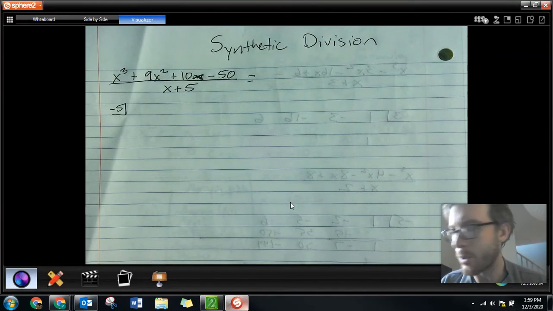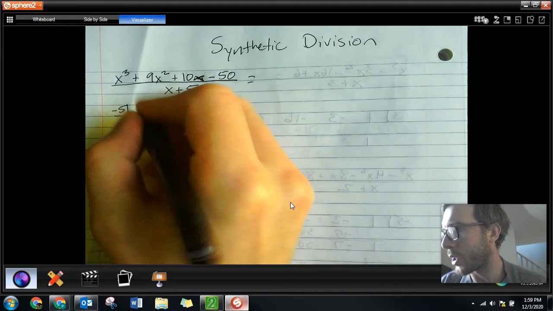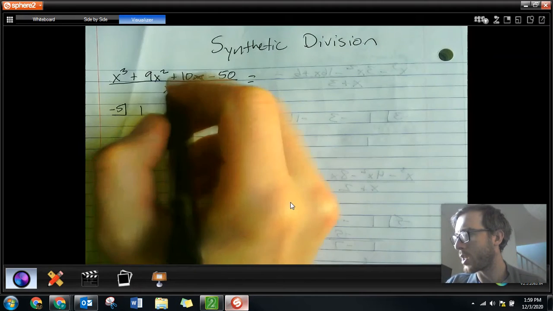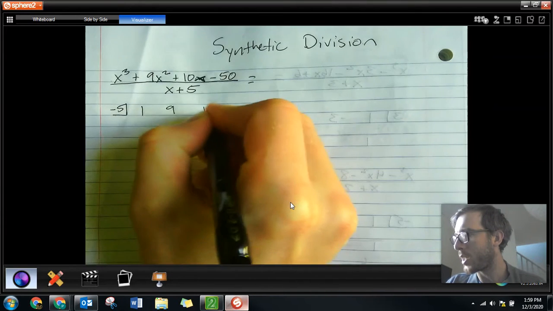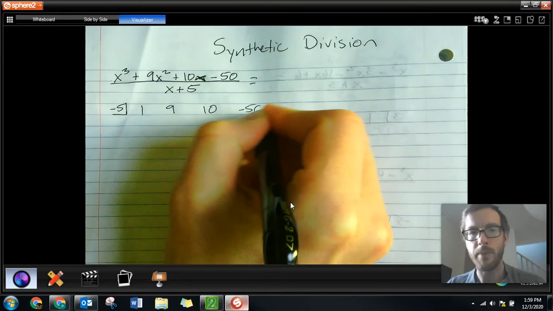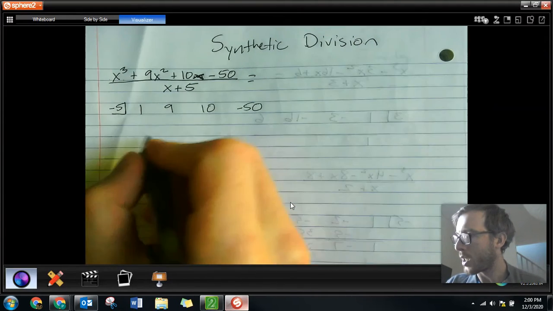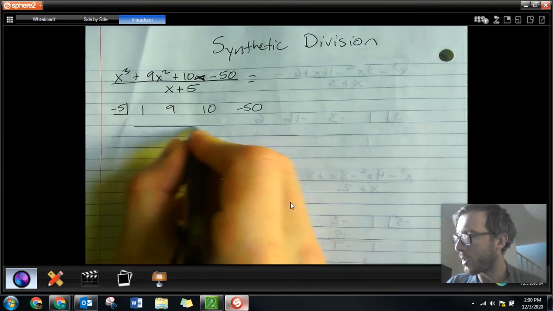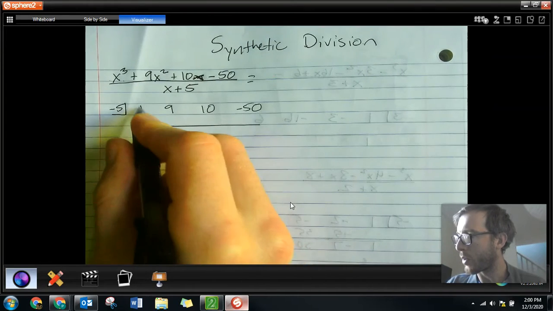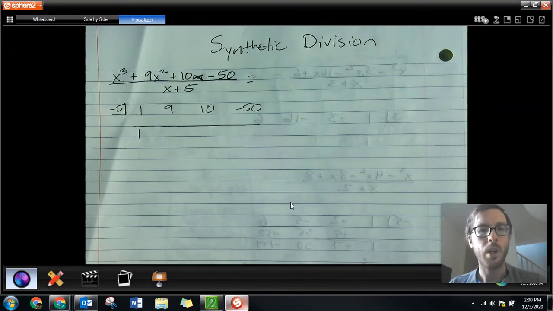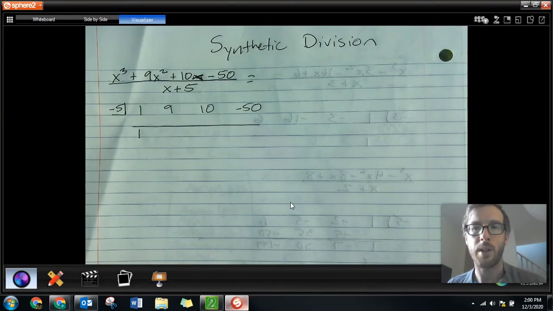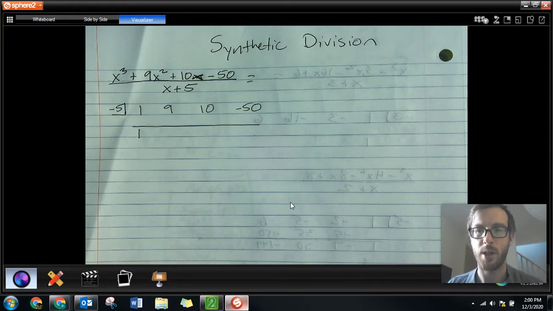The next thing I'm going to do is write each of the coefficients. So I have 1, 9, 10, and negative 50 are the coefficients from my original polynomial. Then I'm going to draw my line down here. I'm going to bring 1 down. Okay, so now the rest of our work is just some multiplication and then addition and subtraction, and then checking to see if we have a remainder at the end.